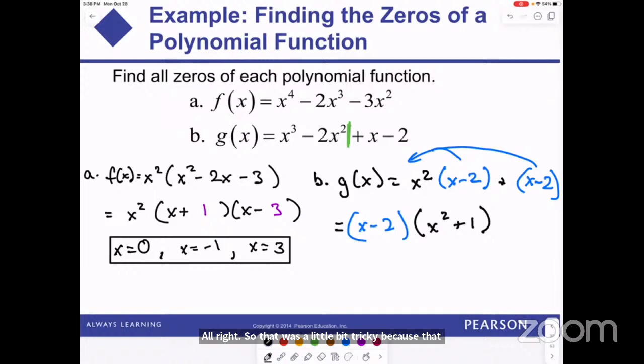Okay. So that second factor, the x squared plus 1, lies entirely above the x-axis. So there's no value of x that's going to make that 0. But for that first factor, we have the x minus 2. So from there, we get a 0 of 2. So x equals 2 is the only 0 that we get.